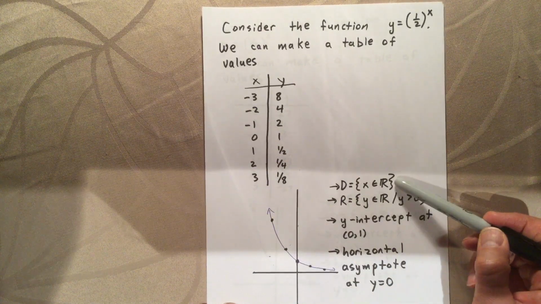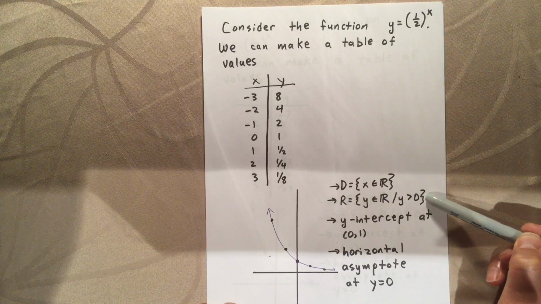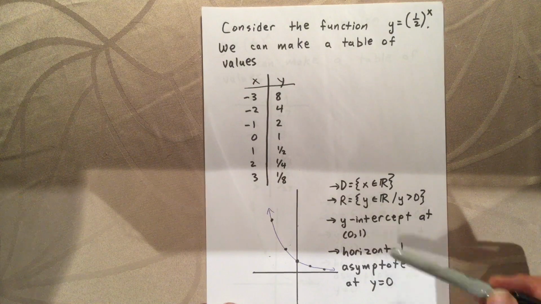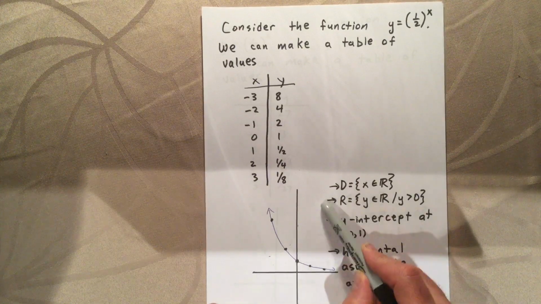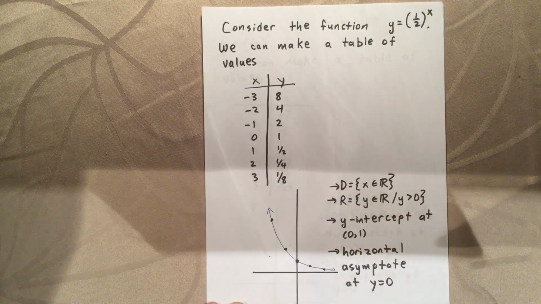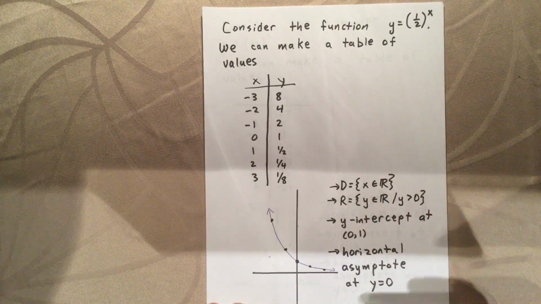And we get that the domain is all real numbers. The range is all real numbers such that y is greater than 0. There's a y-intercept at 0, 1, and there's a horizontal asymptote at y equals 0. And we'll see that the curve is basically a mirror image of the curve y equals 2 to the x. It's actually a reflection of the curve y equals 2 to the x in the x-axis. Y equals 2 to the x looks like this, and y equals 1/2 to the x looks like that. But notice on every curve we've done so far, these facts have all been the same.